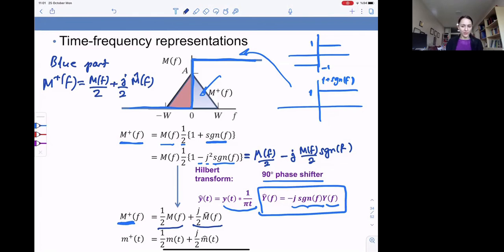We got the blue part. What do we want to do? We want to translate the blue part to FC, and we want to translate the red part to negative FC. So we also need the red part.